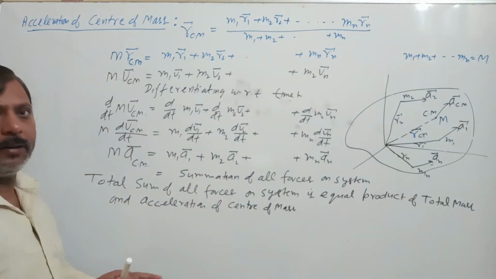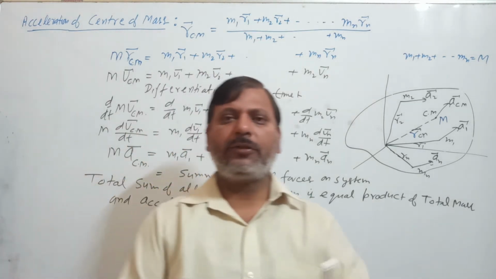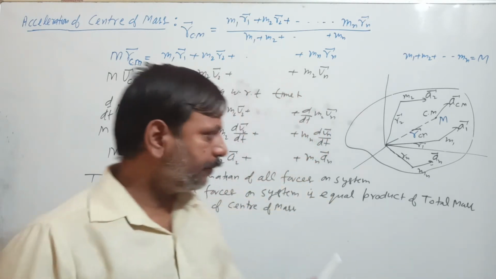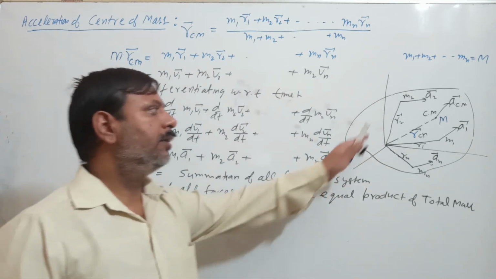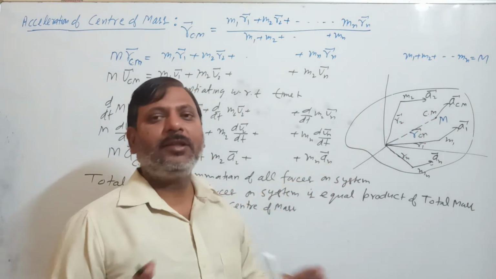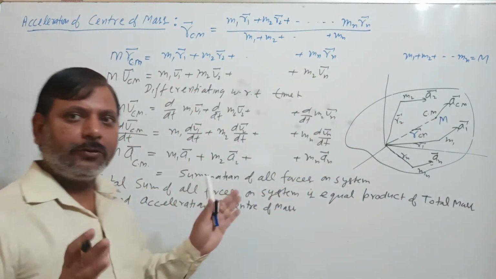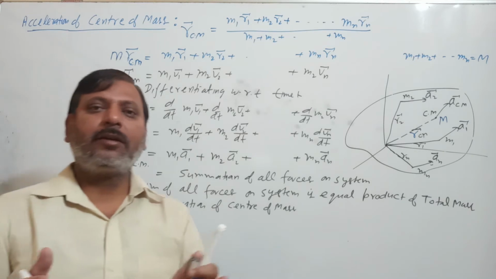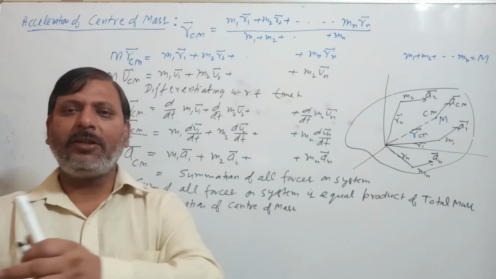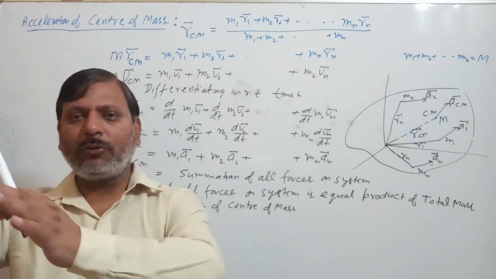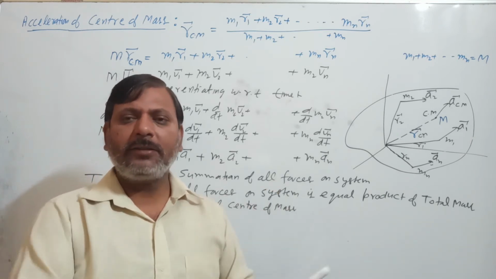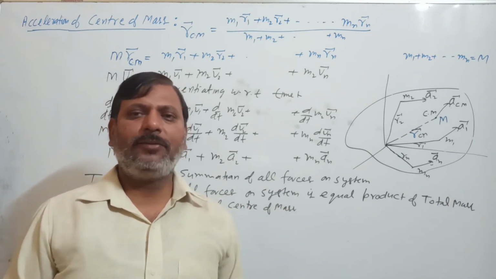This is a very important thing. In any system where many forces are acting, if you want to find the sum of all forces, you can directly find the total mass multiplied by the acceleration of the center of mass. So that's why we are considering center of mass for translatory motion, because the total force can be obtained by mass into acceleration of center of mass.